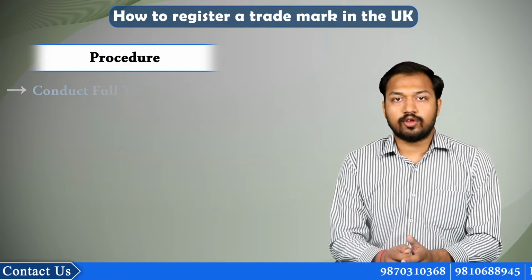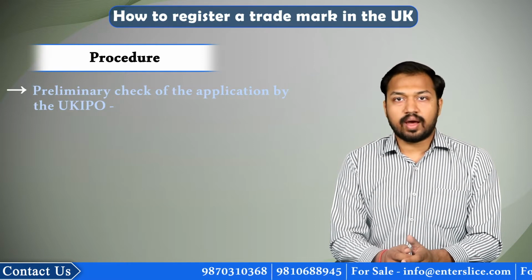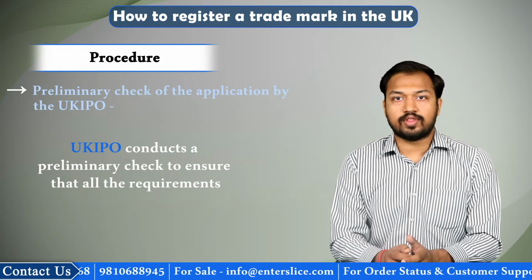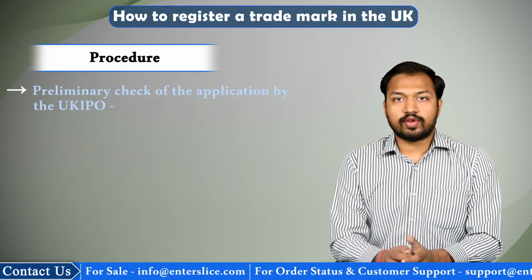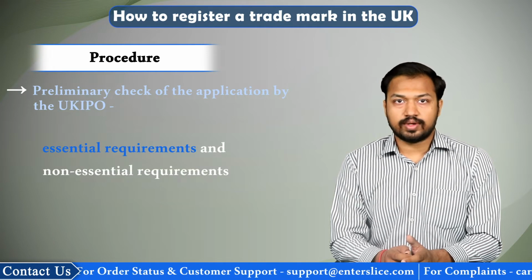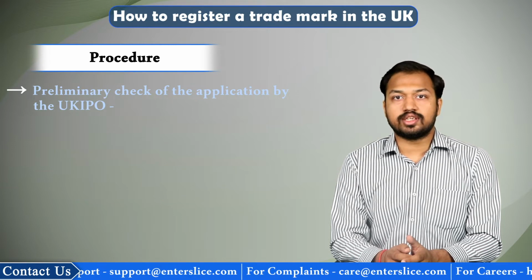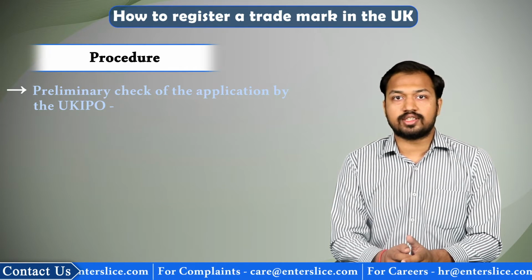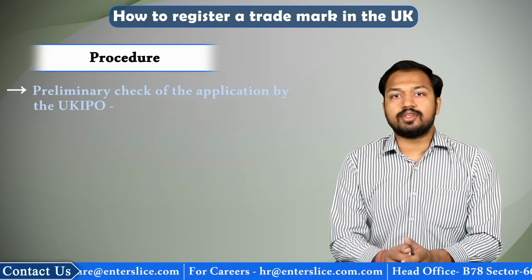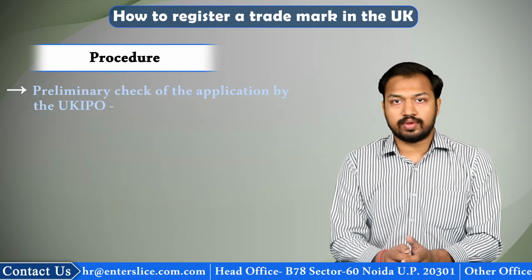The second step involves a preliminary check of the application by the UK IPO. After filing the trademark application, the UK IPO conducts a preliminary check to ensure that all the requirements of the application have been met. There are two types of requirements, namely essential requirements and non-essential requirements. Essential requirements are necessary for obtaining the filing date, and non-essential requirements should be met before the application is sent for examination purposes. If the UK IPO finds that the requirements have been met, the filing date becomes the date when the application is received by the UK IPO.